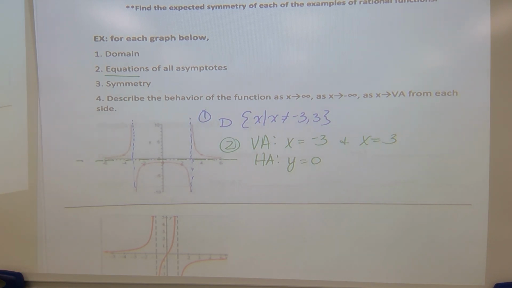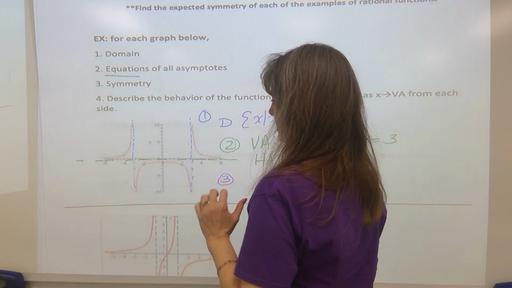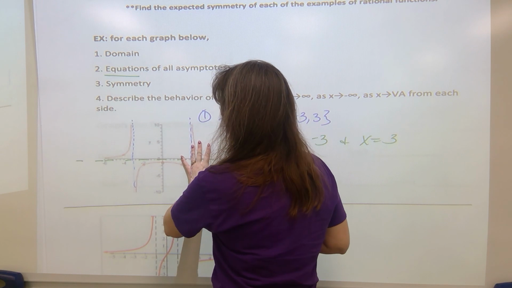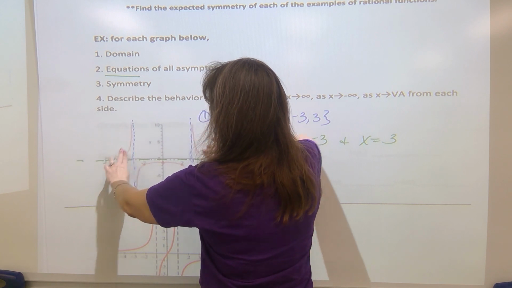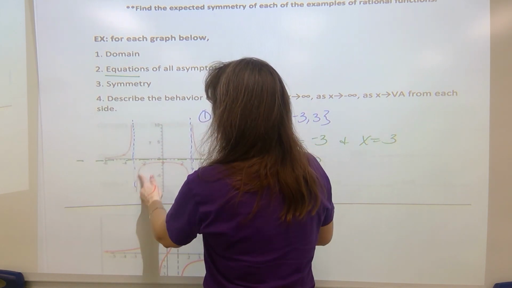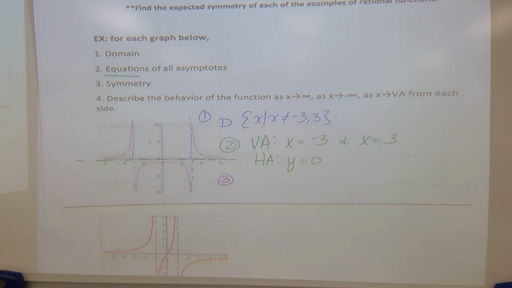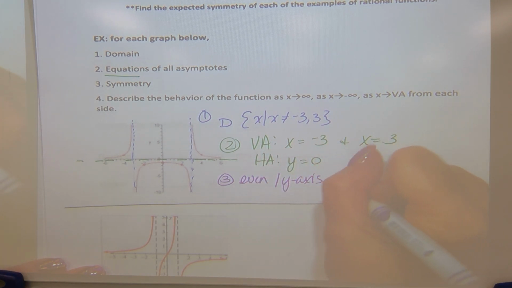Symmetry. When I look at my function, it didn't give me the equation, so I can't graph this function, but I can look at the graph and determine symmetry. Do I have an even function or an odd function? If I have an odd function, it would be a twist. I don't have a twist. If I have an even function, I can fold it on the y-axis. If I fold this in half, do the sides match? Yes, they do. Because if I fold it on the y-axis, these two outside ends are going to match up, lay on top of each other, and this middle is going to match up and lay on top of itself. So this function is an even function, and it has y-axis symmetry.